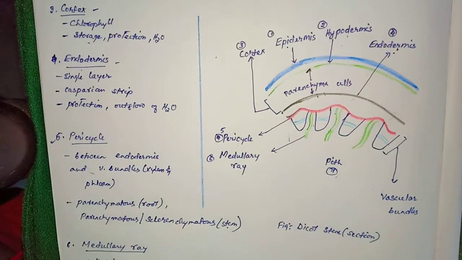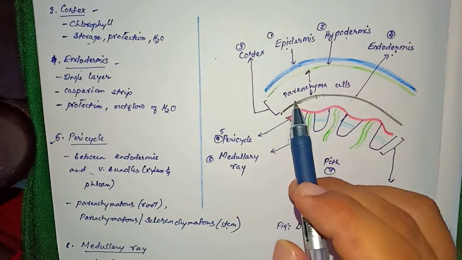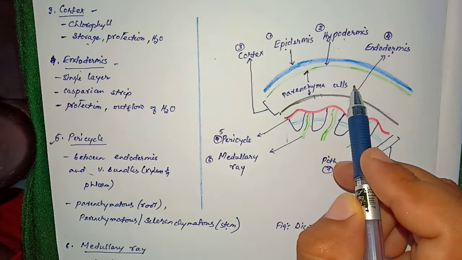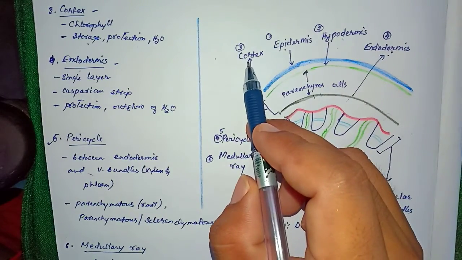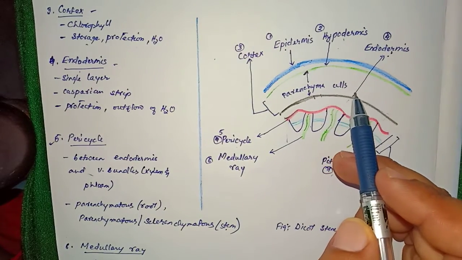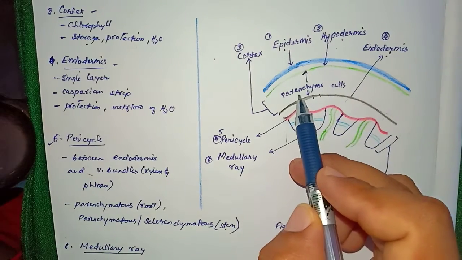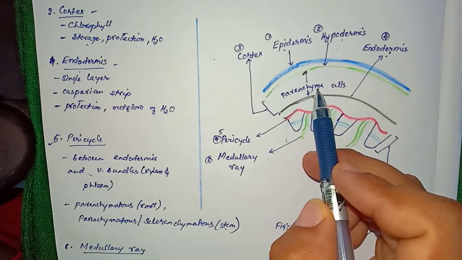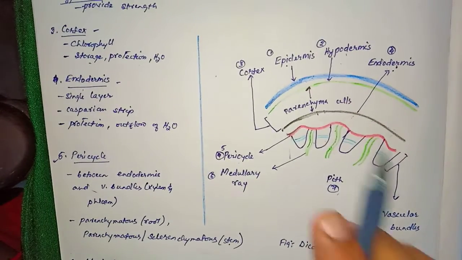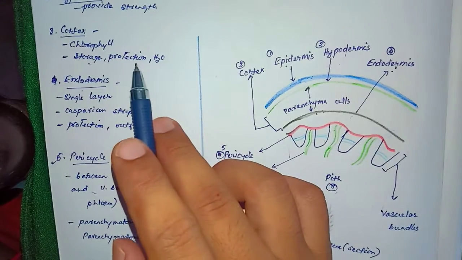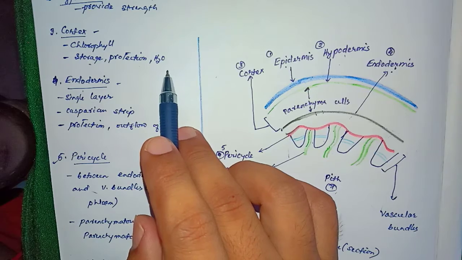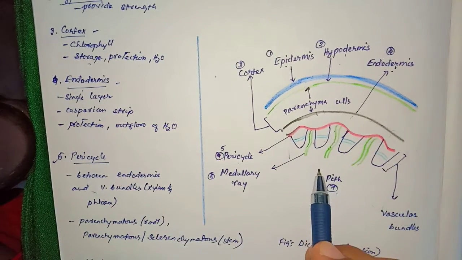The second is the cortex. The cells of the cortical region are made up of both parenchyma cells or collenchyma cells, and this cortex is found between the hypodermis and the endodermis. In some cortex, the parenchyma cells contain chlorophyll, hence they undergo photosynthesis. The main function of the cortex is to provide protection and also act as a storage and help in pumping of water to the inner side of the cell.